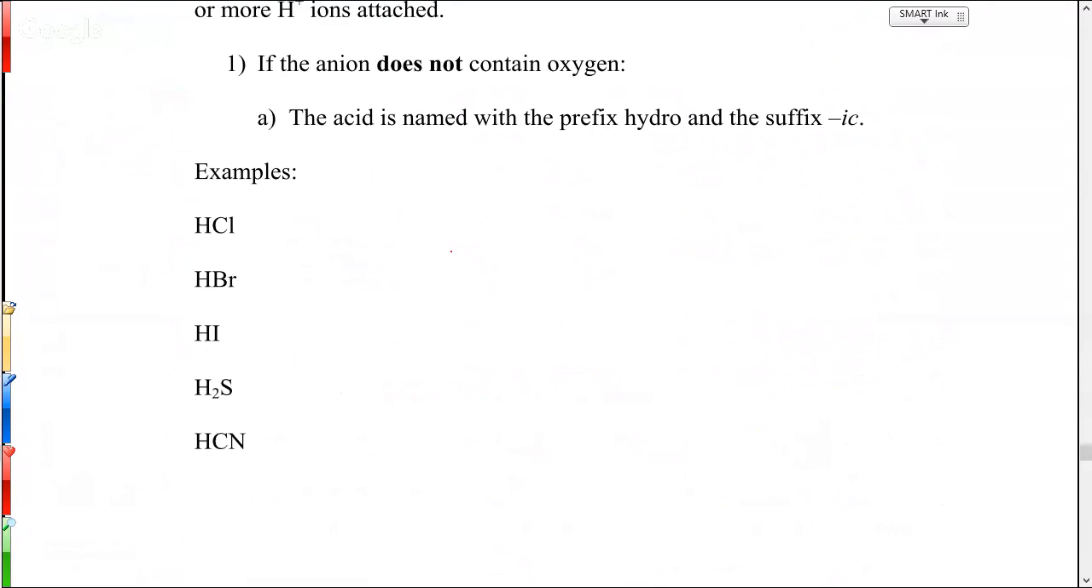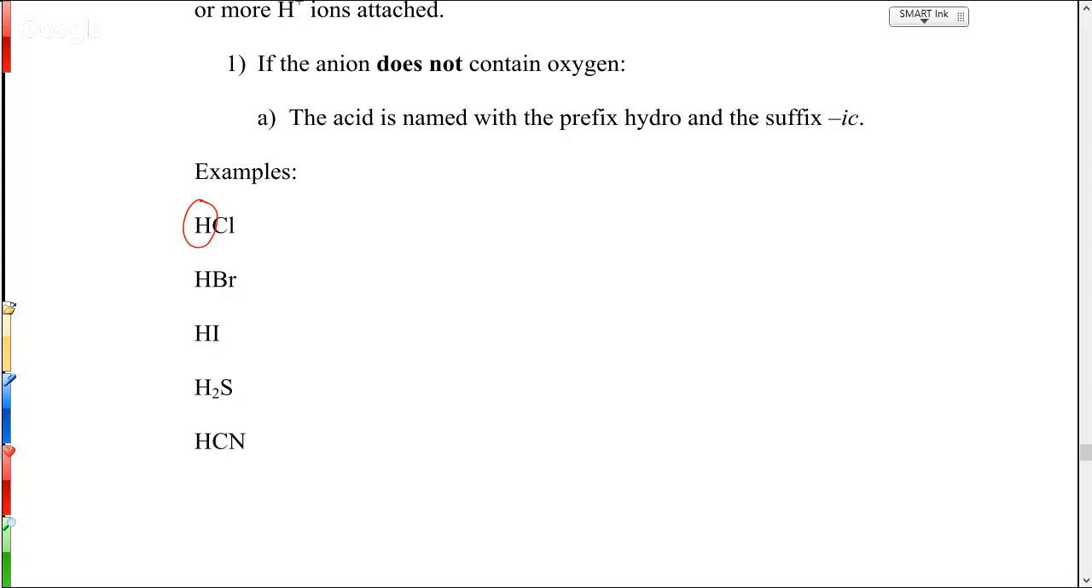Anybody have a guess based on all those that are listed right there? It's hydrogen in the front. Yeah, hydrogen in the front. That's what's going to be our clue that we've got an acid. There are very few compounds that start with hydrogen. We'll talk about a couple of the exceptions like water. But most of the ones that are starting with hydrogen are going to be named as acids.